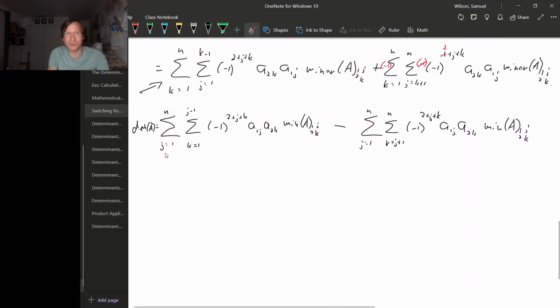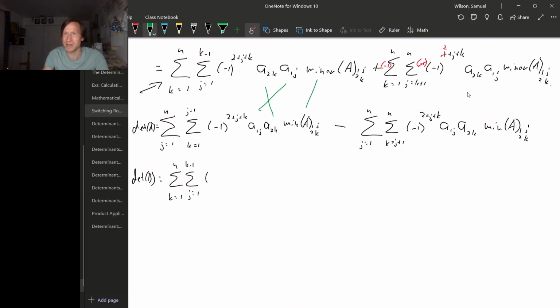Now the determinant of B is this one right here. So the determinant of B is the sum from k equals 1 to n, sum from j equals 1 to k minus 1. And what you'll notice is that it's actually exactly the same. All of these pieces are exactly the same now. Even over here, these are the same. So I'm going to write a lot of stuff down, but really I'm essentially copying the line above.